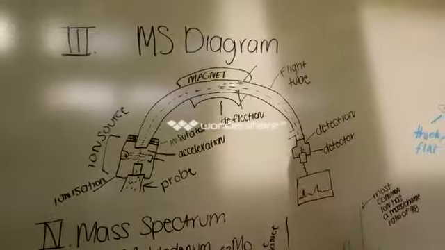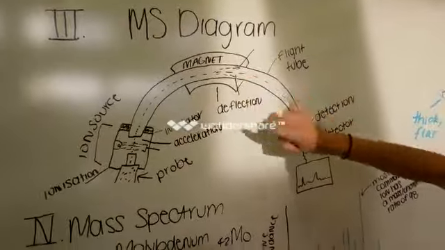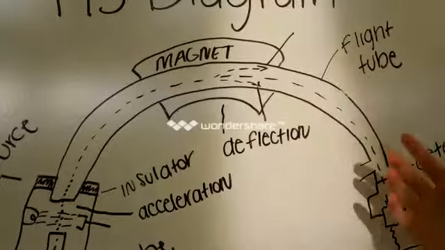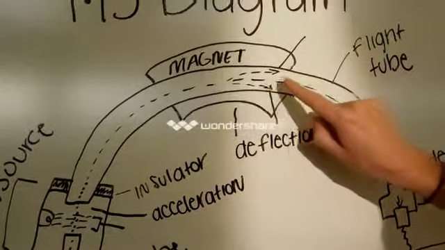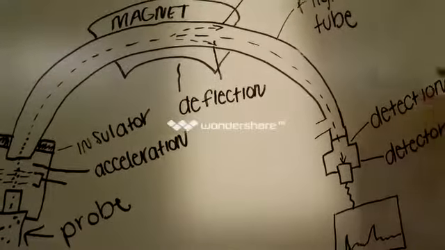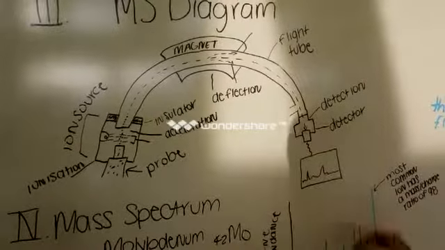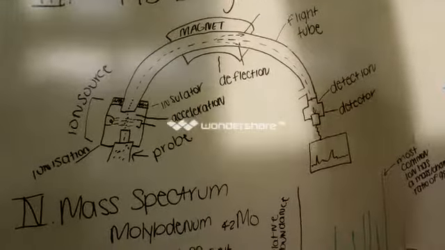So as you see right here, I have arrows going up and down. And the arrow going up shows ions that are too heavy end up bending too little, and ions that are too light bend too much. So only the ions that are the right mass can enter the detector down here. And this right here is the detector, which in turn is where the stage of detection occurs. And it moves on through to the recorder, and then you end up getting a mass spectrum.